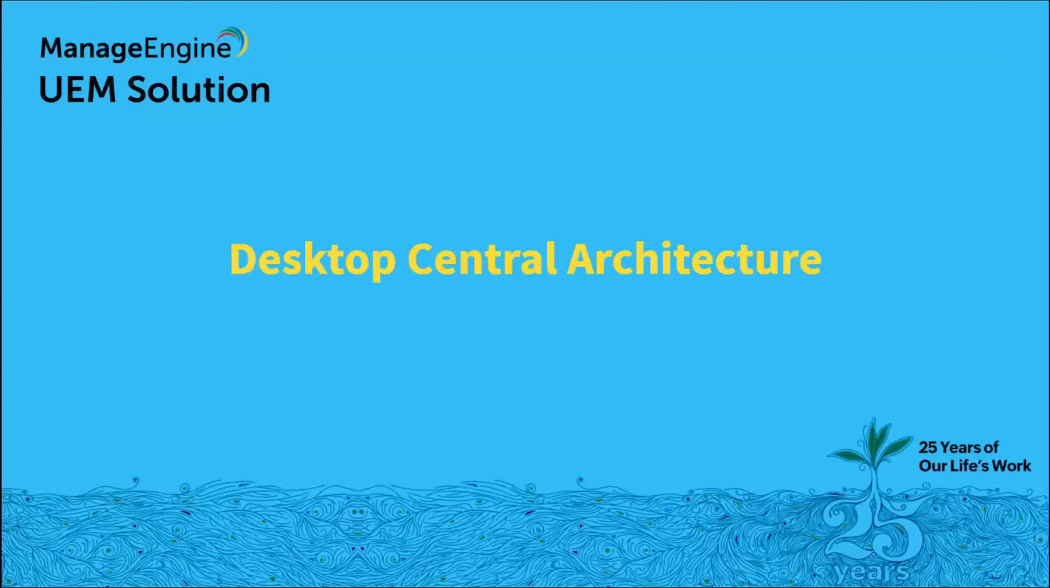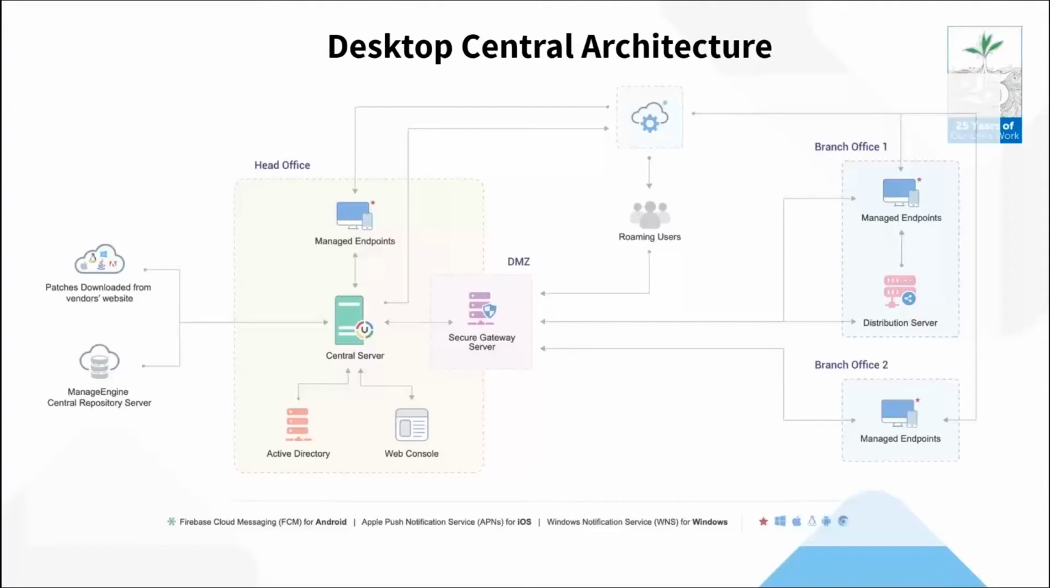All right. So now let's have a look at the architecture of Desktop Central. This is the architecture diagram of the on-prem version of Desktop Central Server. Desktop Central Server works in a client-server application model. So the Desktop Central agent has to be installed on all the machines to be managed.